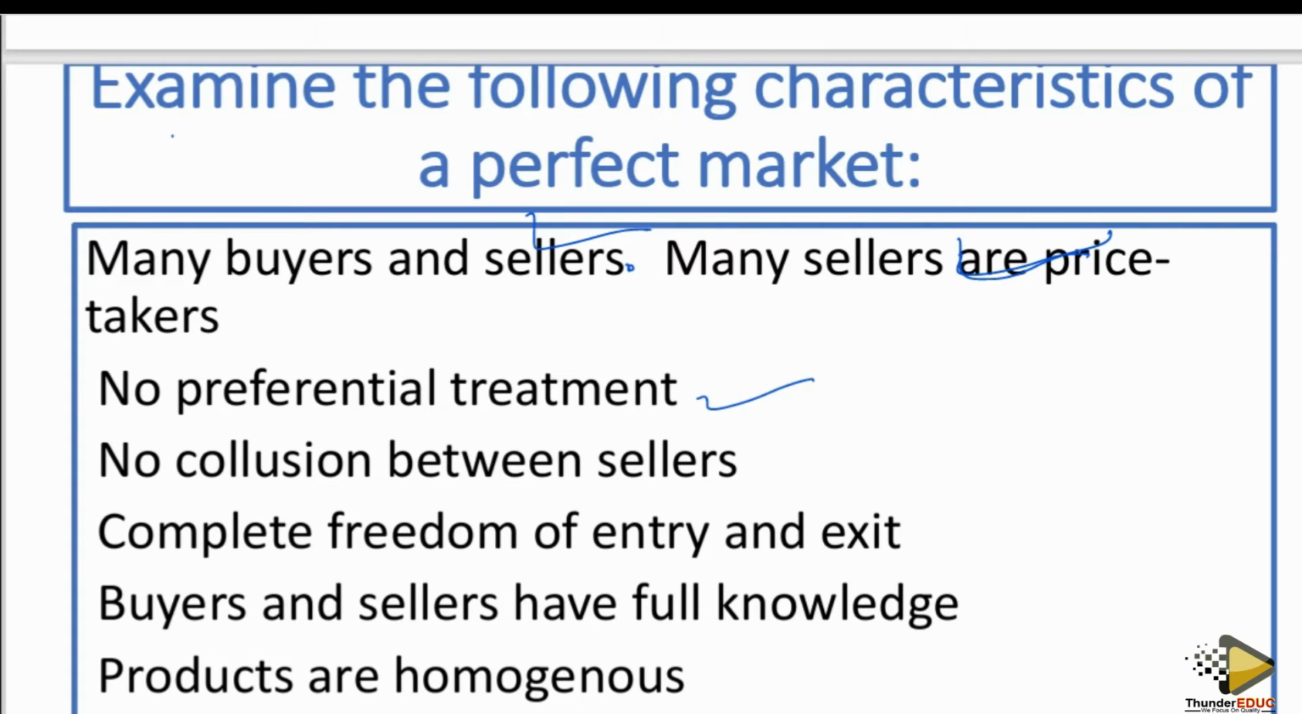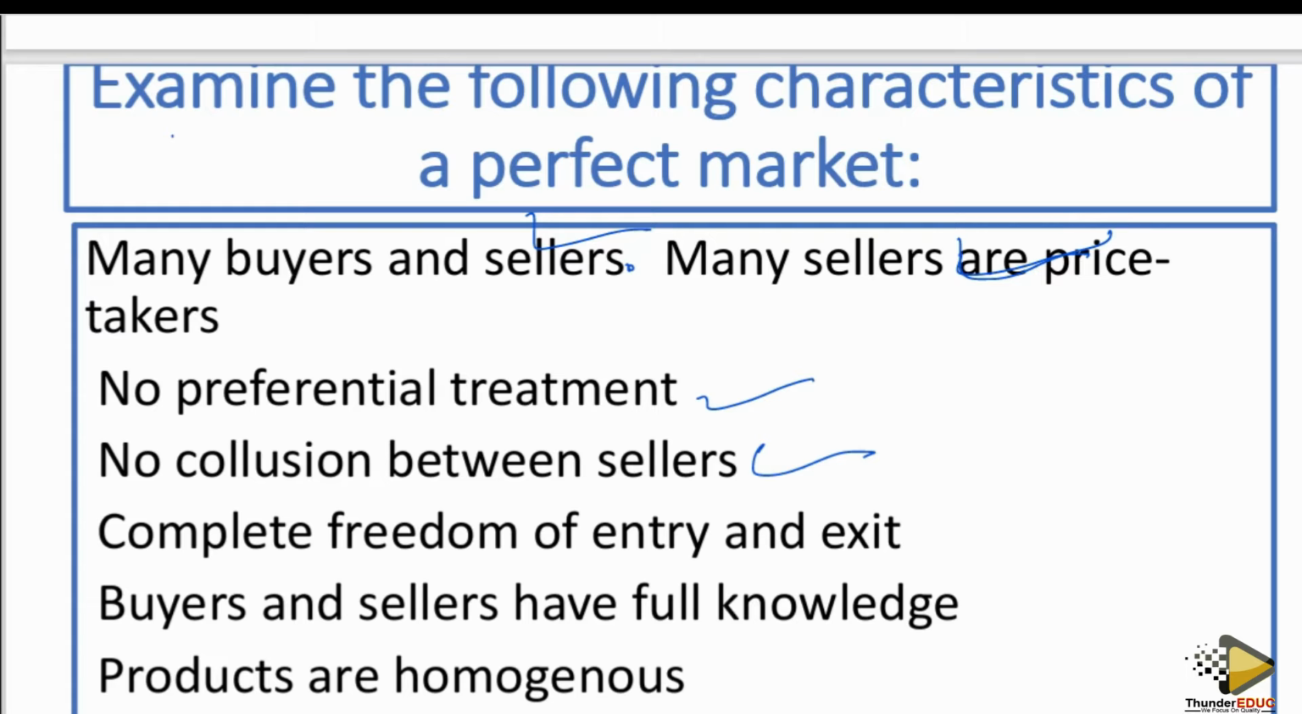So moving on, we have no preferential treatment. It means that all businesses in this regard have the same treatment. And remember, I said from the start that under the perfect market, we have a large number of buyers and sellers. So there is no business that is special, or that you can say dominates the market. No. Okay, right.